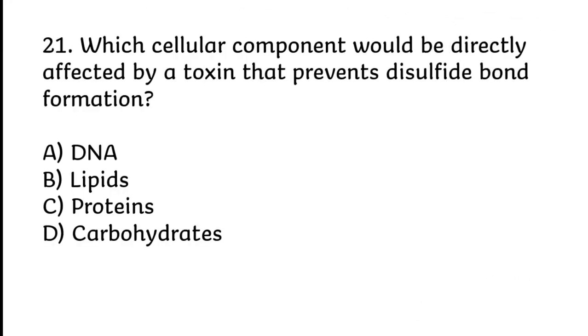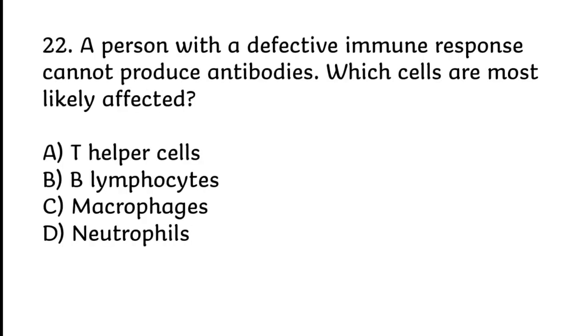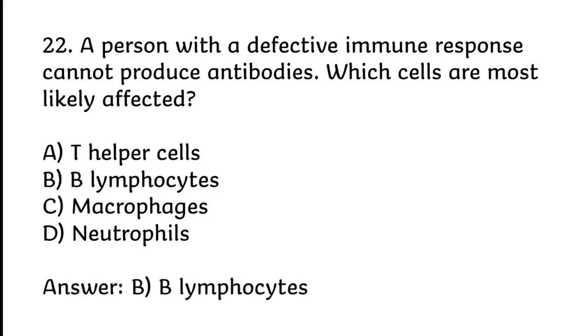Which cellular component would be directly affected by a toxin that prevents disulfide bond formation? Correct answer is proteins. A person with a defective immune response cannot produce antibodies. Which cells are most likely affected? Correct answer is B lymphocytes.